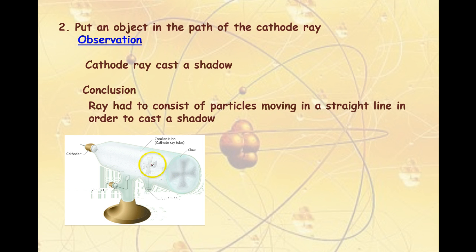And so where that shadow was, no particles were hitting that fluorescent screen, and that's what's making the shadow. So it had to be particles moving in a straight line that were producing that. So that basically confirmed that the cathode ray was made up of particles. Now what about the charge? So Crookes hypothesized that that cathode ray was made up of a negatively charged particle.